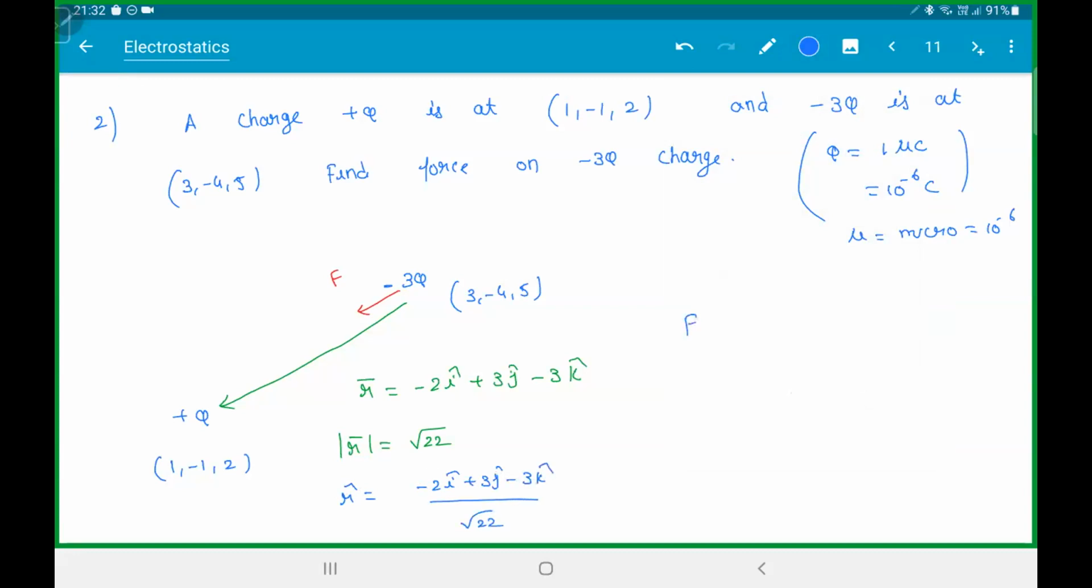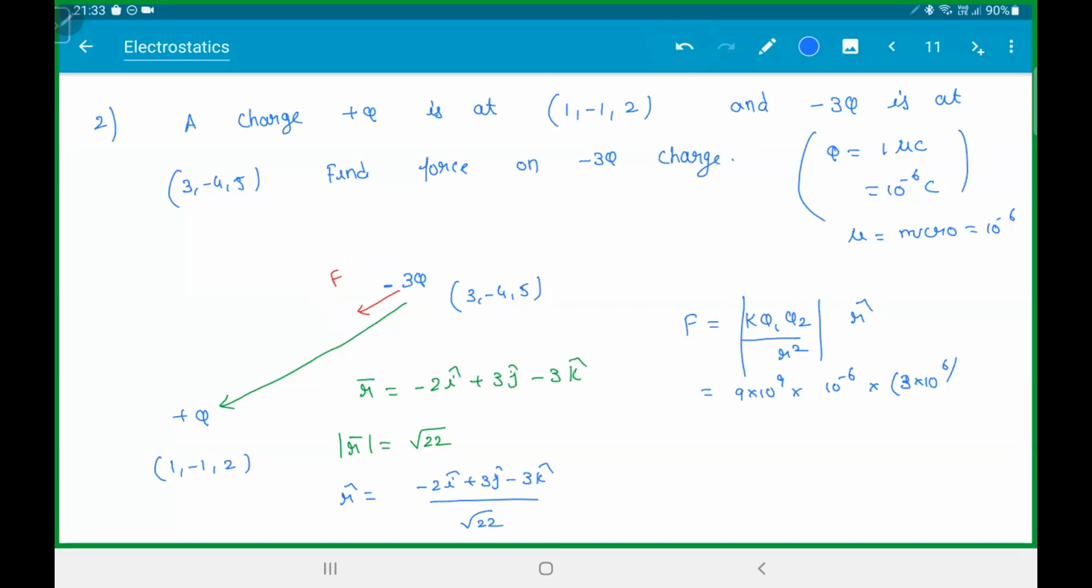You're done. So what is the force? K Q1 Q2 by R square into R cap. So K is 9 into 10 power 9. Q1 is 10 power minus 6. Q2 is 3 into 10 power minus 6. Now don't take the minus sign. The minus sign is already included in the diagram. Isn't that the reason why you showed this thing? So what you want is only the magnitude here. I hope you're getting that.